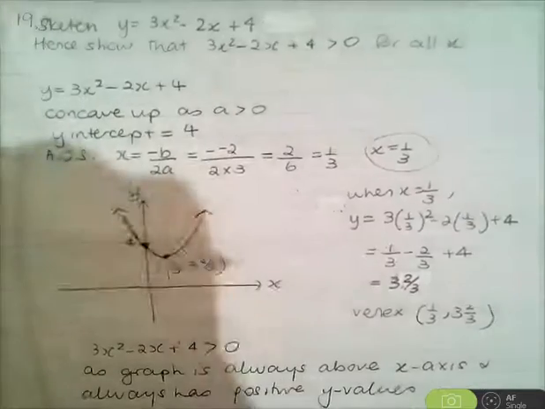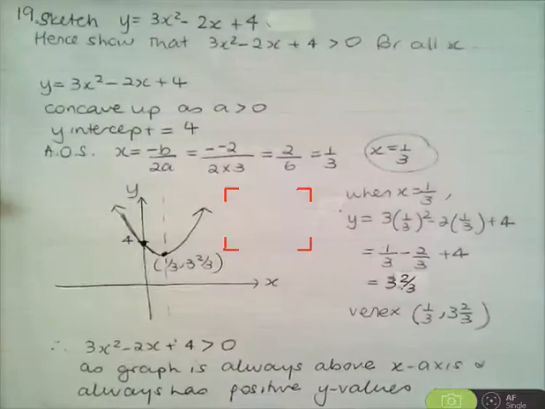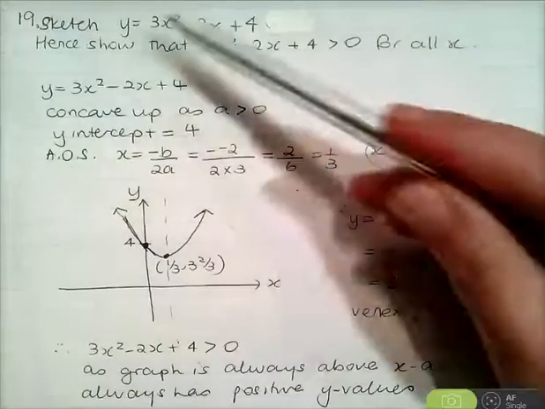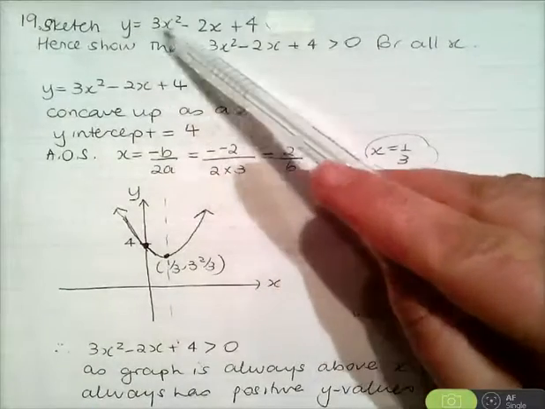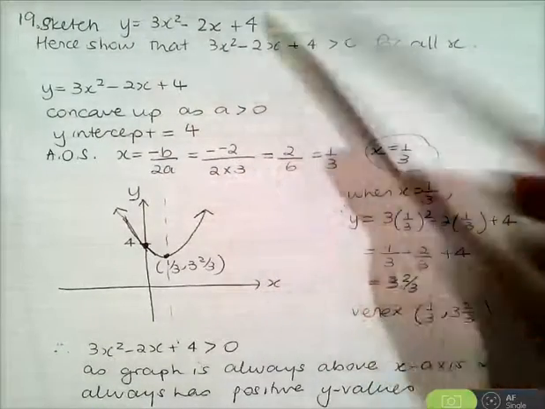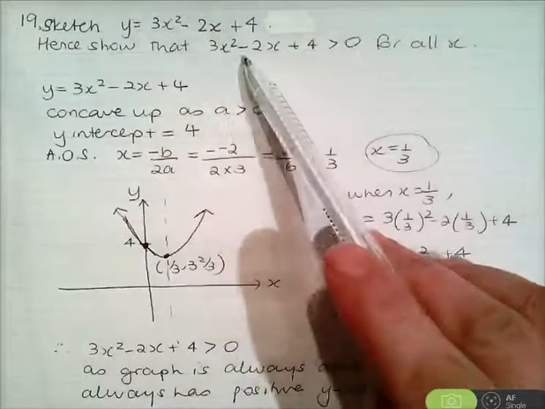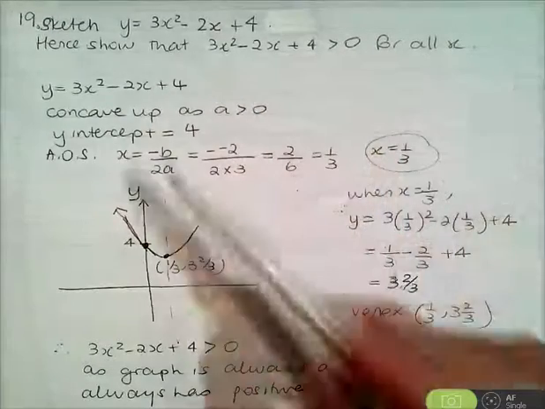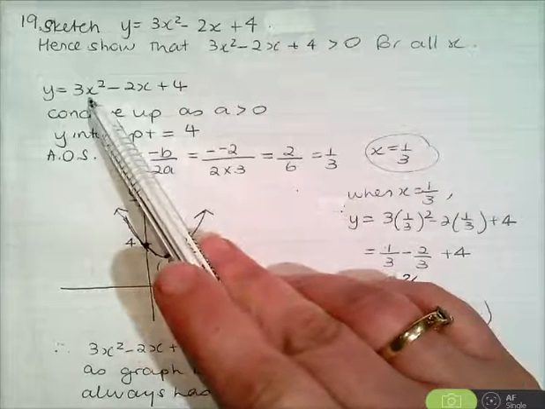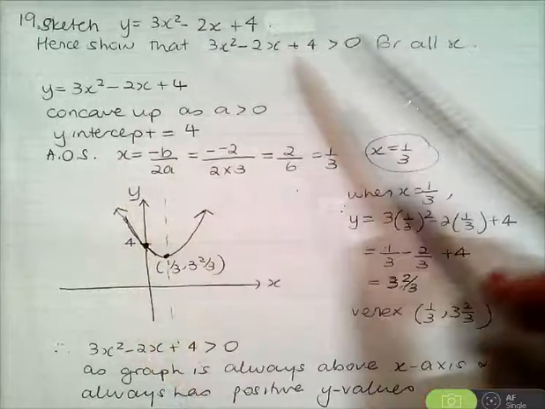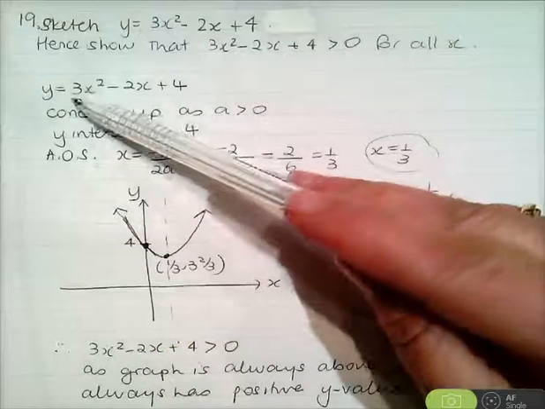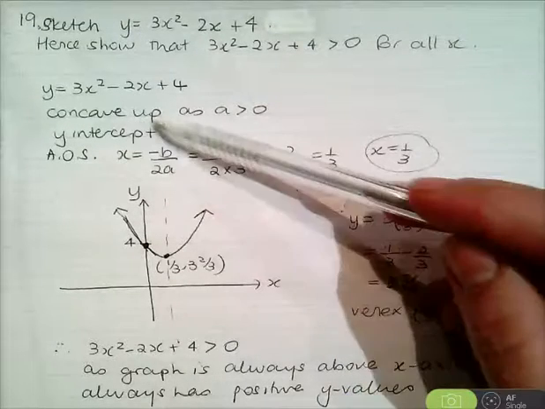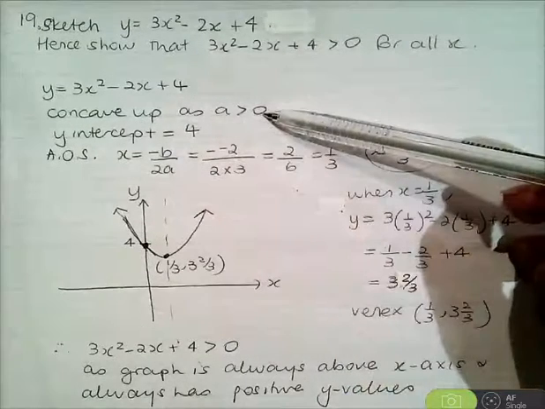Okay, this is exercise 10.1, question 19. And the question is to sketch the parabola y equals 3x squared minus 2x plus 4, and hence show that 3x squared minus 2x plus 4 is greater than 0 for all x. First thing, we need to sketch y equals 3x squared minus 2x plus 4. Notice that the coefficient of the x squared term is positive, so therefore this parabola is concave up.